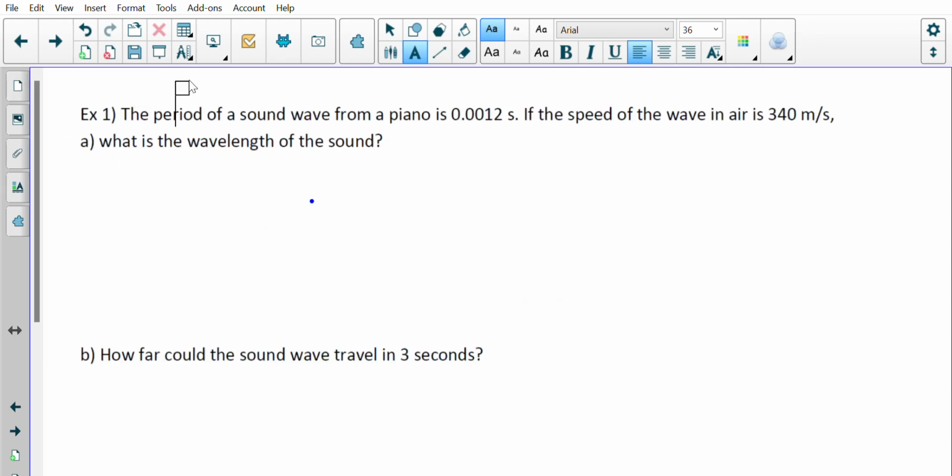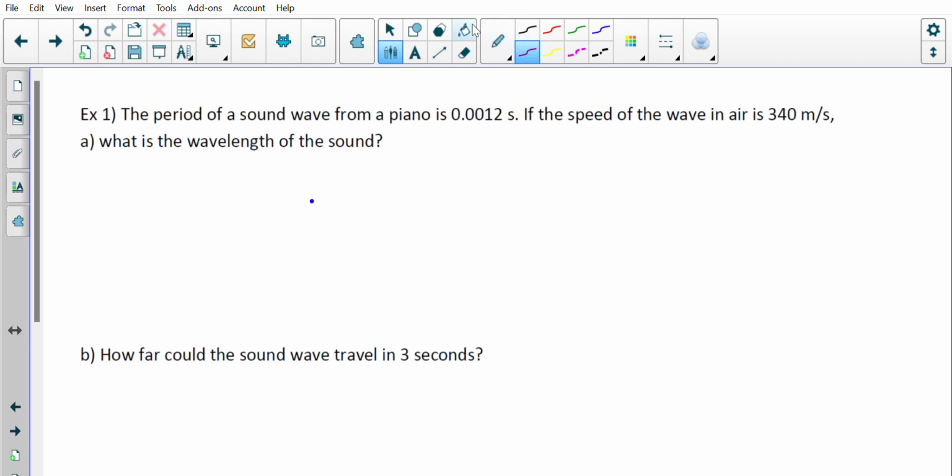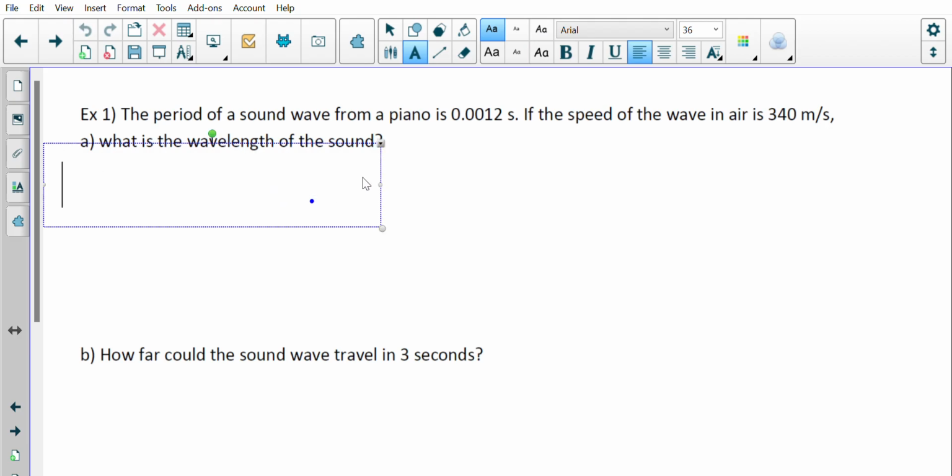All right, so it says example 1, the period of a sound wave from a piano is very small. If the speed of the wave in air is 340 meters per second, what is the wavelength of the sound? All right, so let's see what we've got here. Again, I like to always write down the information. The period of a sound wave is 0.0012 seconds, so that is our T: 0.0012 seconds. And let's get that in small print here, I'm going to need the room.